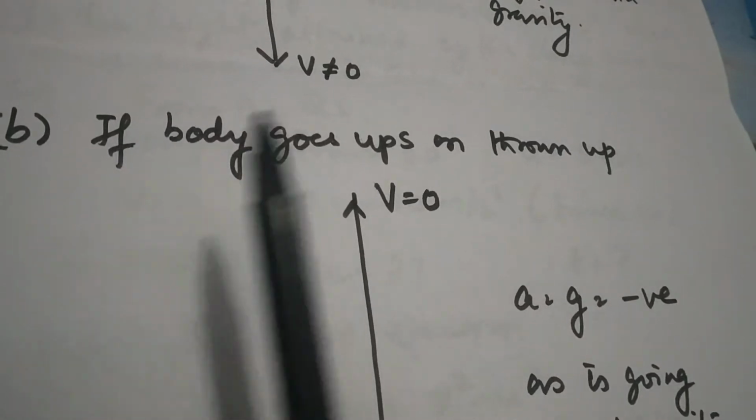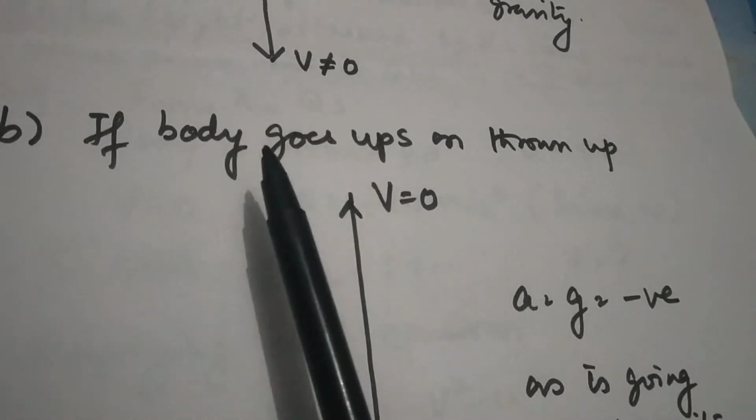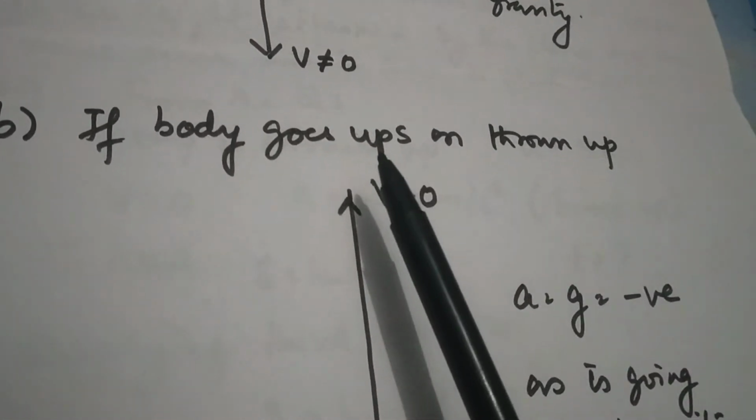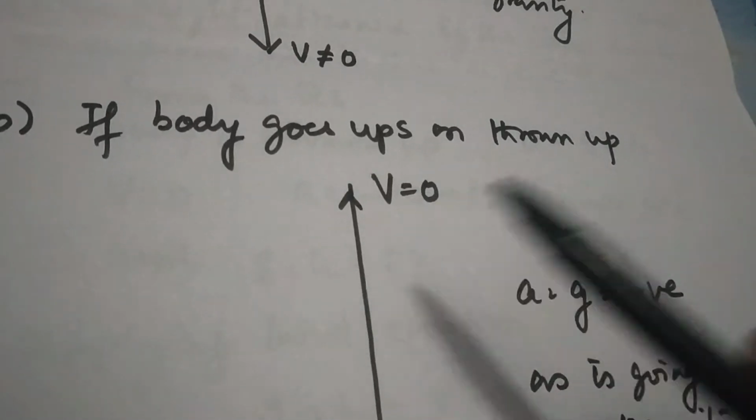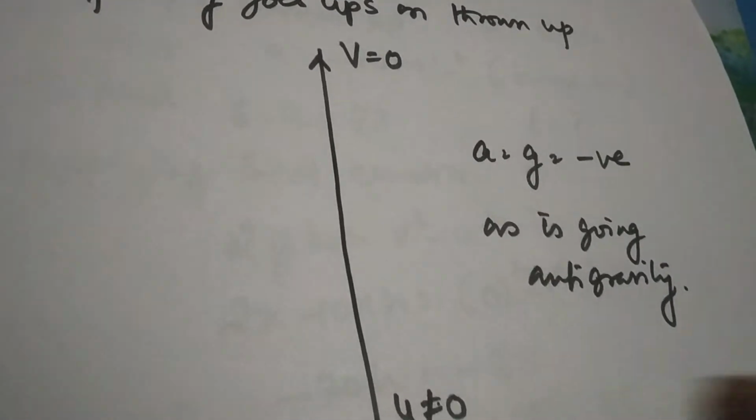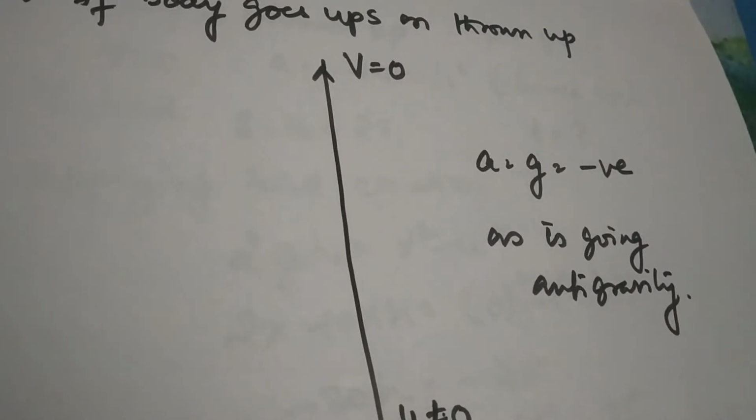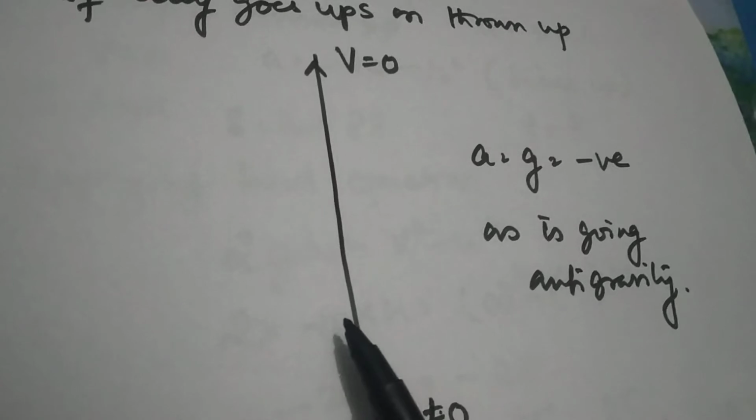Now this is the second case, when the body is thrown up or goes up. If we throw a body upward, then two conditions apply: the initial velocity will not be 0, but the final velocity will be 0. It means u can never be 0. It can be any value from which the body is thrown, and the final velocity is 0 because the body has to come back down again.